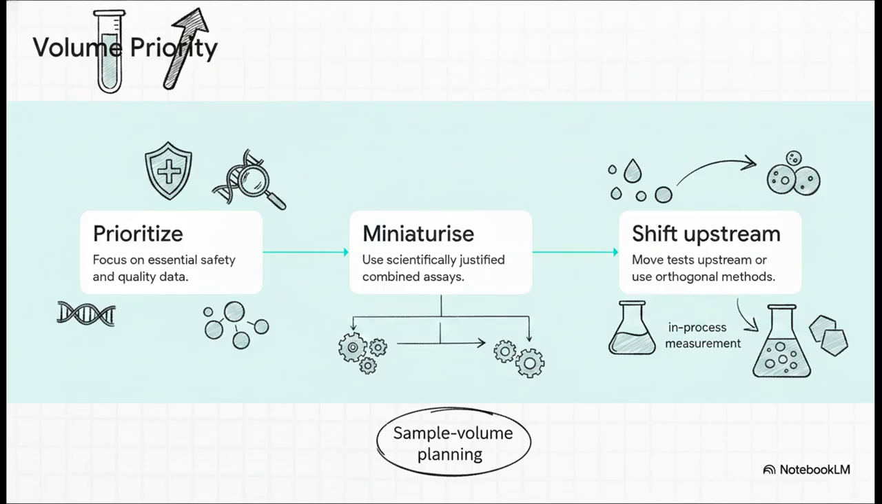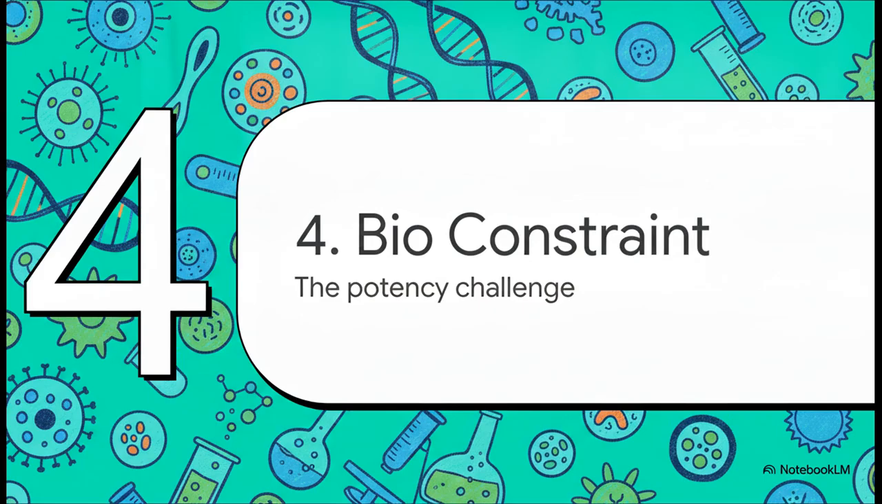And third, you look at shifting feasible tests upstream to in-process measurements or finding orthogonal alternatives that don't eat up the final product volume. The main takeaway? Sample volume planning has got to be built into your process development early on. You really have to weigh the risk trade-offs when reducing traditional testing volumes. It absolutely cannot be a late-stage surprise. Let's move on and see how this builds into Section 4, the biological constraint, specifically focusing on potency.